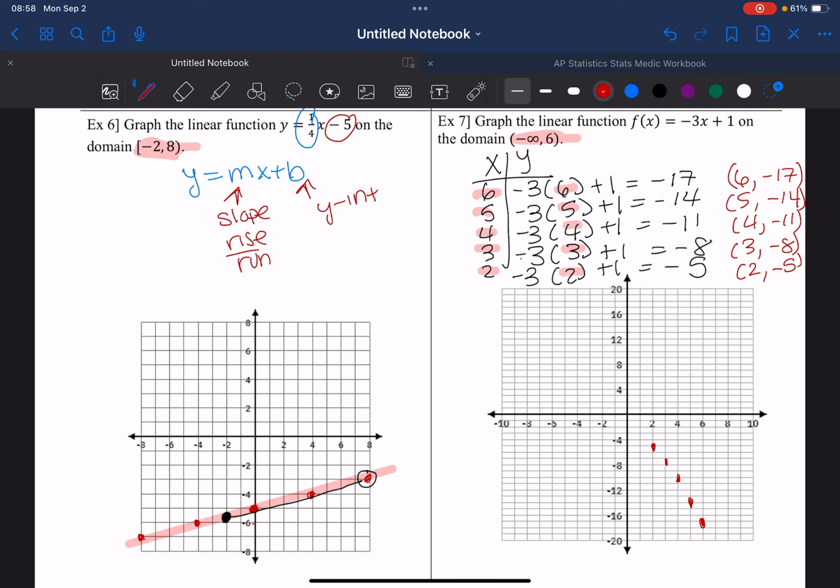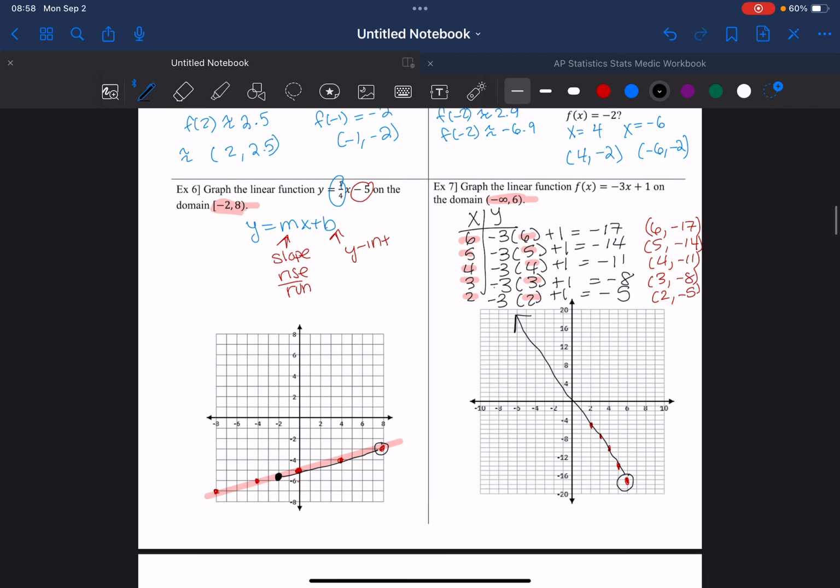Notice on my 6, I have a parenthesis, so that means it is not included. I'm going to have an open circle there. But then it goes all the way to negative infinity, so I can keep drawing this line all the way up, and then I have an arrow at the end. That would be my function corresponding to that domain.